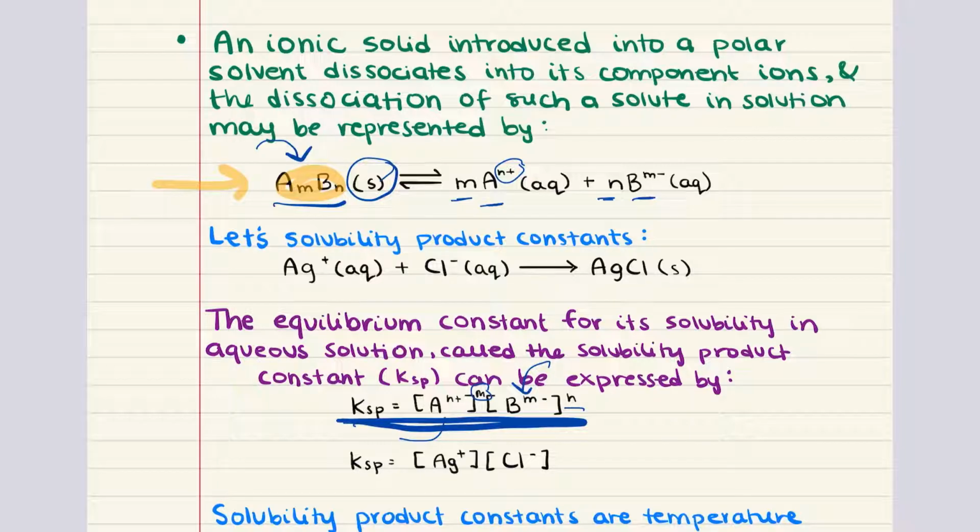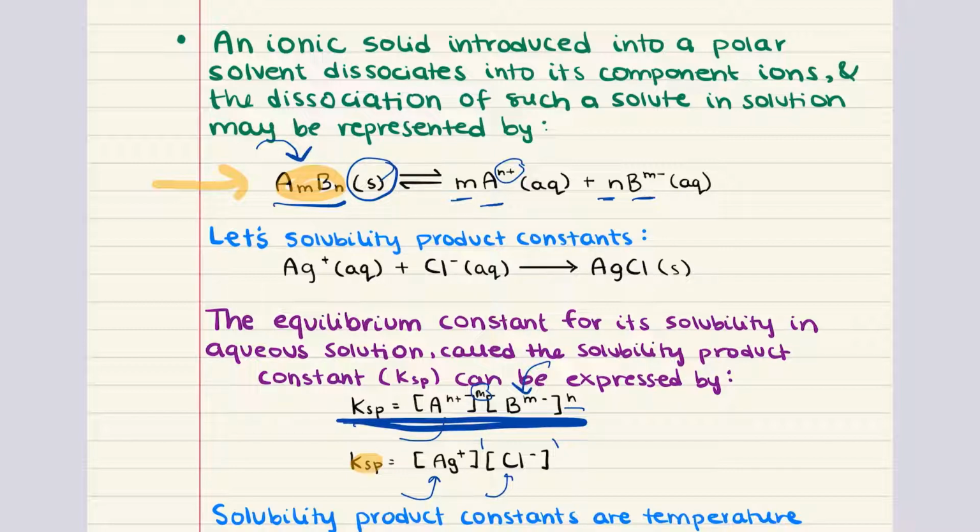and we do not include solids in our equilibrium constant expressions. Now for silver chloride, we can go ahead and write the Ksp for that reaction. It's going to be equal to the concentration of silver cations raised to its stoichiometric coefficient multiplied by the concentration of chloride anions raised to its stoichiometric coefficient.